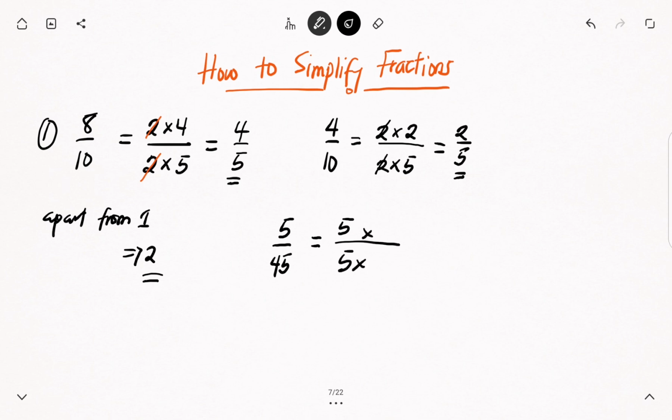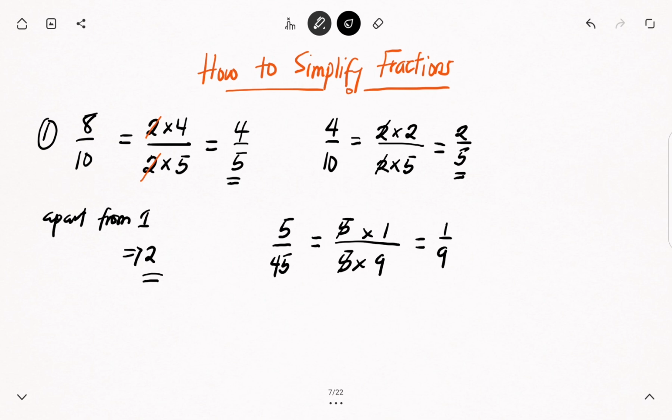Now, which number multiplied by 5 will give me 5? That will be 1. And then which number multiplied by 5 will give me 45? That is 9. So it means that if I cancel my 5 and 5 over here, I'm going to have 1 over 9 as my answer, or as my simplified fraction form. Alright, so let's have a look at more examples to actually appreciate what we are doing.